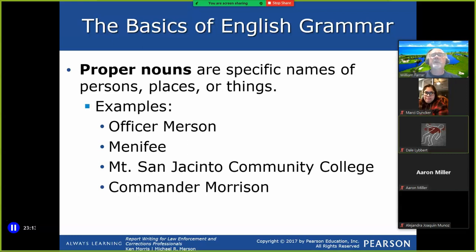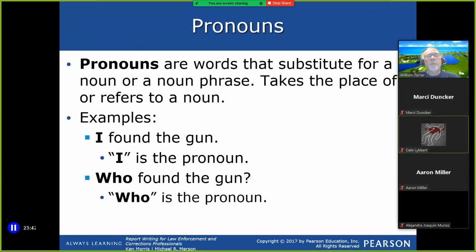Proper nouns are a little bit different. These are specific names of persons, places, or things, like Officer Merson or Menifee, California, or Mount San Jacinto Community College, or Commander Morrison, whatever. These are all things that we would capitalize. So when we start writing now, let's start paying a little bit of attention to capitalization. What do we need to capitalize? What's not? What's just a regular noun? What's a proper noun?